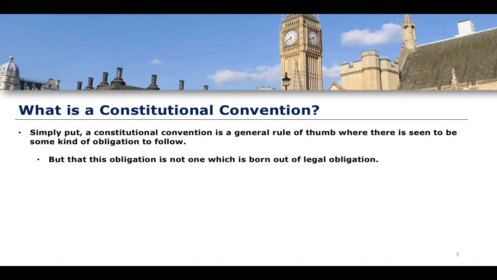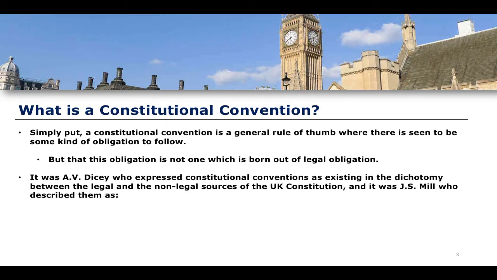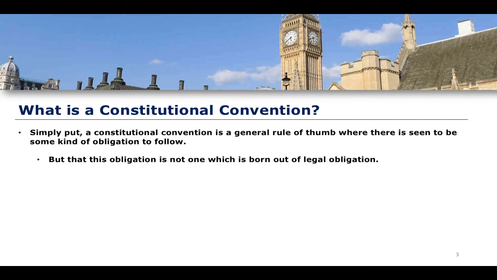This is an obligation that is not born out of legal enforcement. So it's not that you are legally enforced, or there is a legal enforcement against you if you do not follow the convention. But it is seen to be a general rule of thumb which seems to have with it some kind of obligatory connection to it. And so ultimately, this obligation to follow the constitutional convention is not born out of legal obligation. So if you were to break a convention, you do not get prison time, or a fine, or any kind of legal charge against you.